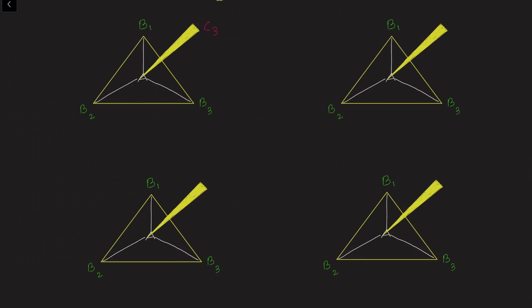So when you do the C3 operation about this axis one time, it means we are rotating this molecule about this axis by 120 degrees. When we rotate the molecule about this axis by 120 degrees, what will happen? B1 will interchange its position with B3, B3 will interchange its position with B2, and B2 will interchange its position with B1.